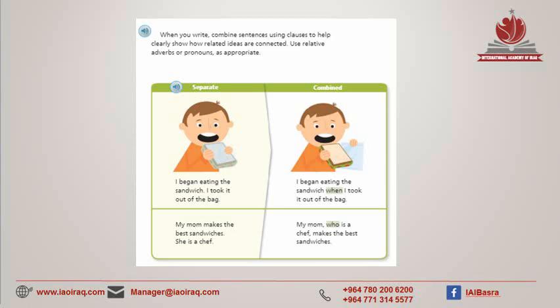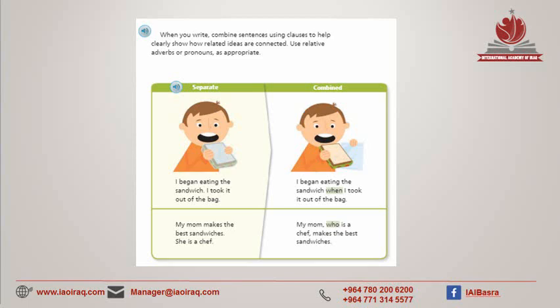Combined. My mom, who is a chef, makes the best sandwiches. Now, the dependent clause here starts with who and it ends with chef. You see the punctuation there? Kind of indicates to you when it's going to end. It won't always be like that, but it's useful to look for it. So the dependent clause is who is a chef. The independent clause, my mom makes the best sandwiches.